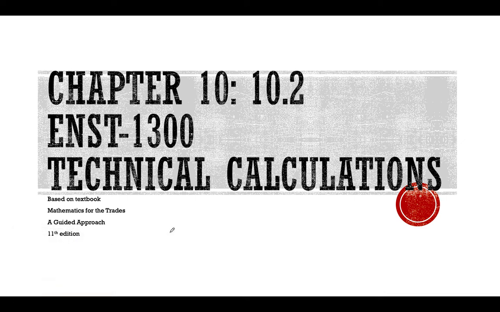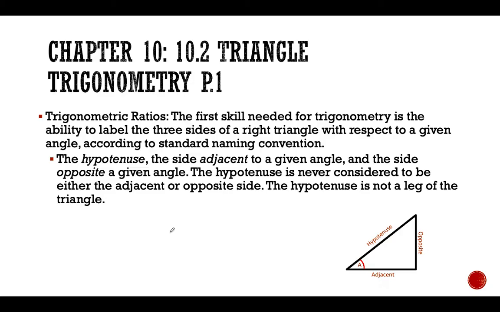Section 10.2, we are going to be talking about triangle trigonometry as well as the trigonometric ratios. The first skill needed for trigonometry is the ability to label the three sides of a right triangle per standard naming convention. The three sides: the hypotenuse, the side adjacent to a given angle, and the side opposite a given angle. The hypotenuse is never considered to be either the adjacent or the opposite side. It is always the side opposite the right angle.